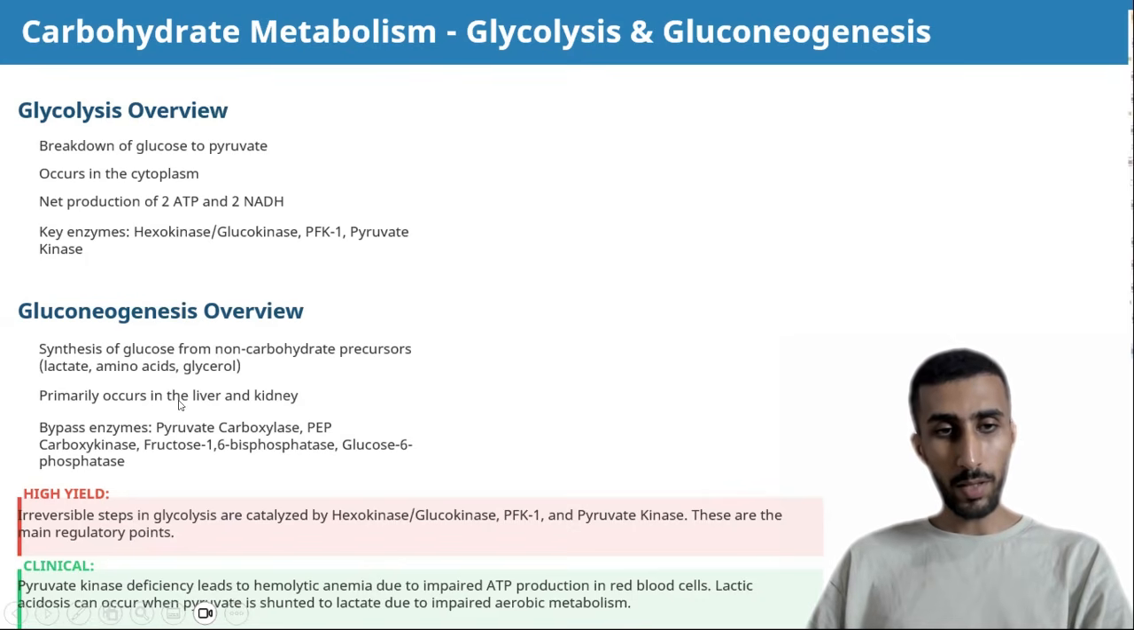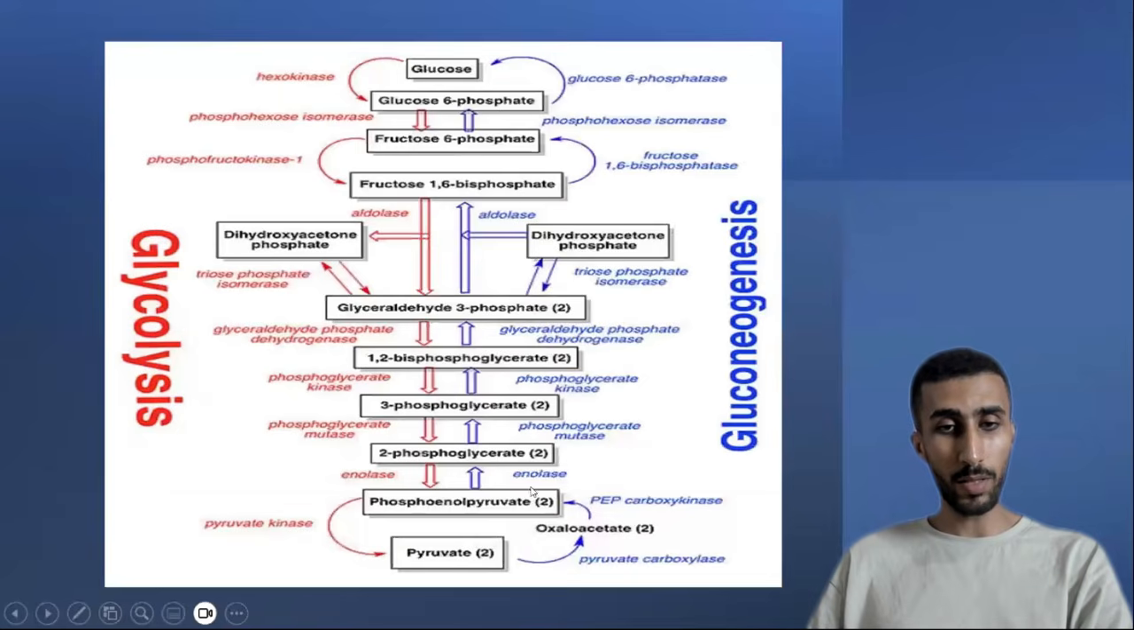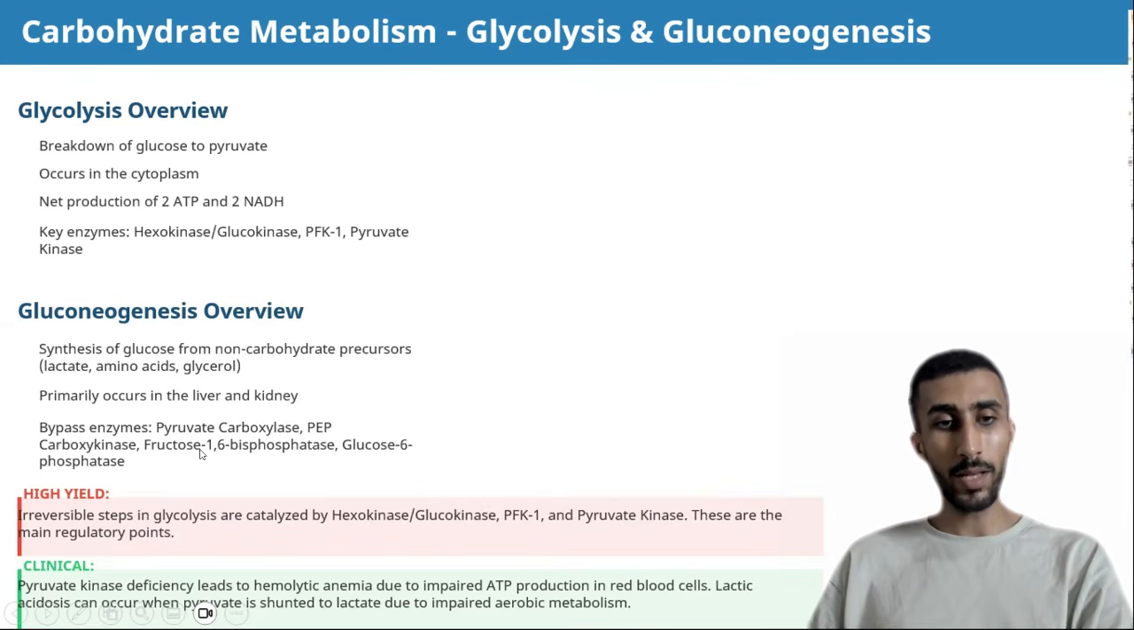This occurs in the liver and the kidney, and there are also reversible enzymes. For pyruvate there are two steps here. The first enzyme is the two-step pyruvate carboxylase and phosphoenolpyruvate carboxykinase, and the second enzyme is fructose 1,6-bisphosphatase. So we need to break phosphate groups. Here, to add a phosphate group, we need a kinase. Here we need a phosphatase, glucose 6-phosphatase. Also, there are irreversible steps in glycolysis: again, hexokinase, glucokinase, phosphofructokinase 1, and pyruvate kinase. These are the highest yield things to know for this topic.